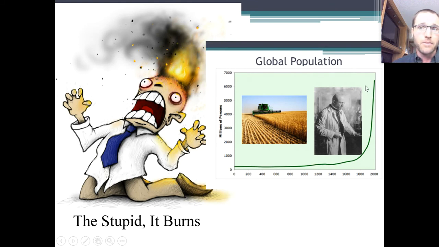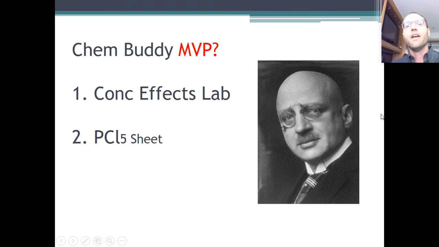But when a system comes out of equilibrium, there's too many people colliding, you tend to have wars that decrease the number of people, right? Or diseases show up that affect their food or their bodies. 1918. Oh, Spanish flu. Now, if you look at Fritz Haber, of course, normally we'd be looking at the concentration effects lab at this point, the PCl5 sheet, which are good reviews. You'll notice that he looks a lot like Herr Seeger.